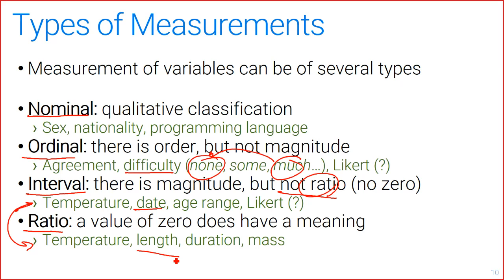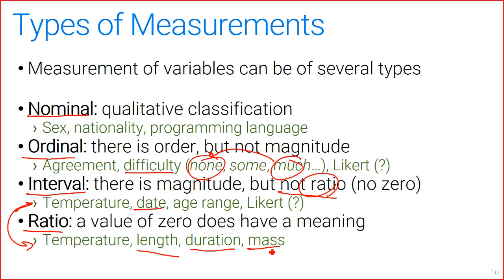Same thing for duration. 3 seconds is 3 times as much as 1 second. We can do things like that. We can have ratios. Or the mass. There is a notion of no mass, so we can quantify that. And this is important because the kind of operations that we can perform on our variables depend on which level we are measuring the variables.